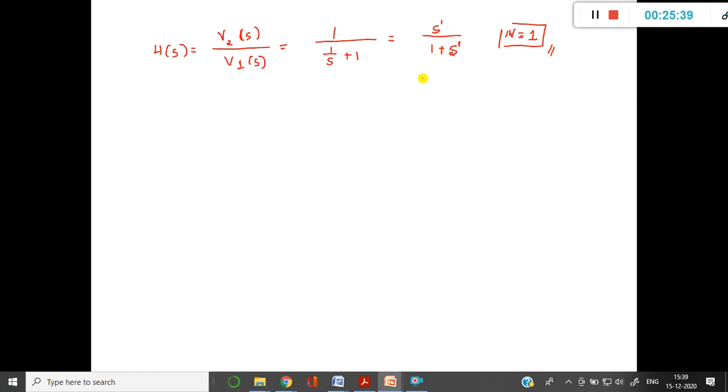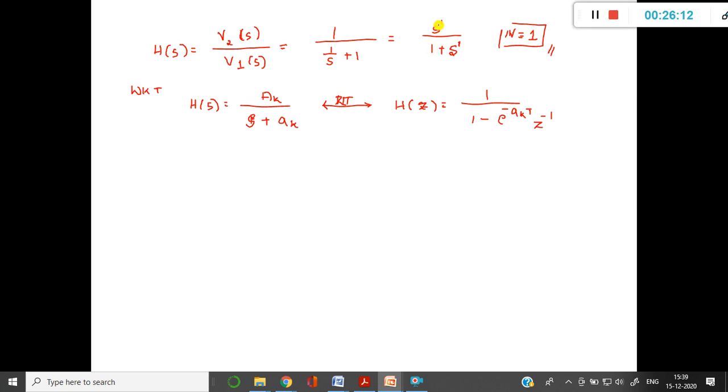Now once again it is not in the standard form, because we know that if I have H(s) in the form of a_k divided by (s plus a_k), then I can easily transform this to the z-transform in the form of H(z) equal to 1 divided by 1 minus e to the power of minus a_k T into z inverse. This is how I can transform.